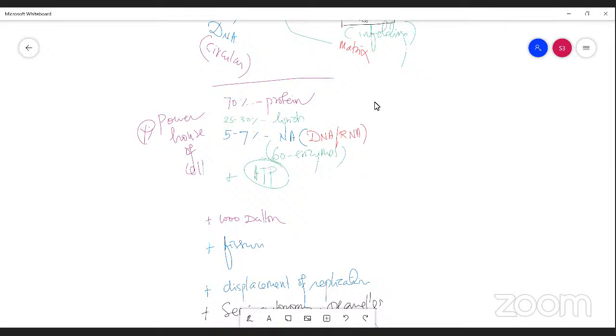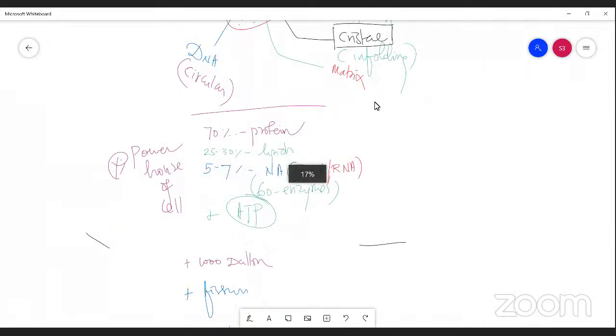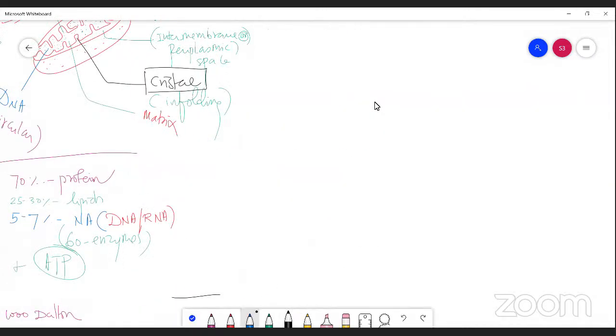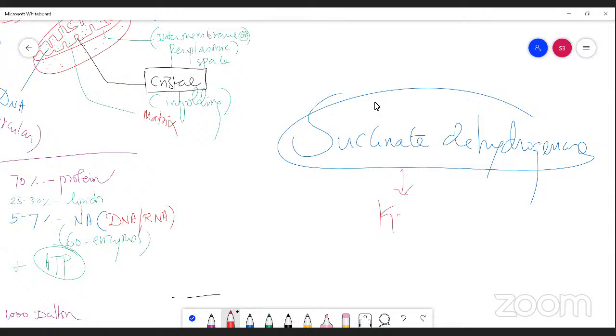Okay, talking about the electron transport chain, one more thing I want to mention. As I said, respiration takes place, and different types of enzymes are present, except succinate dehydrogenase. Actually, it is one of the enzymes involved in the Krebs cycle. It is also involved in the Krebs cycle, right?